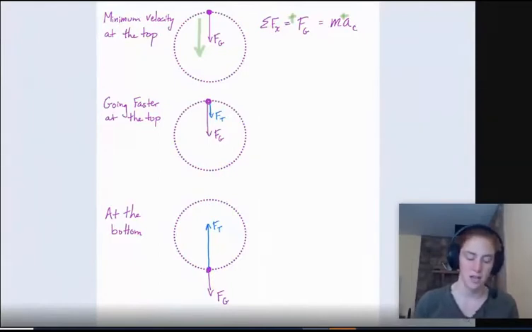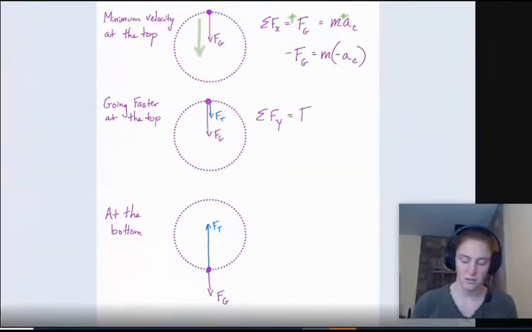If I had it the other way, if I wanted to do minus Fg, then I would need to do mass times a negative acceleration towards the center of the circle. So either way works. My recommendation is wherever the center of your circle is, make that your positive direction. So for the second one, I'm going to do the same thing. I'm going to do the sum of my forces in the y direction, which is just my gravitational force and my tension. Again, I'm going to have towards the center of the circle as my positive direction. So that way I can have mass times a positive acceleration.